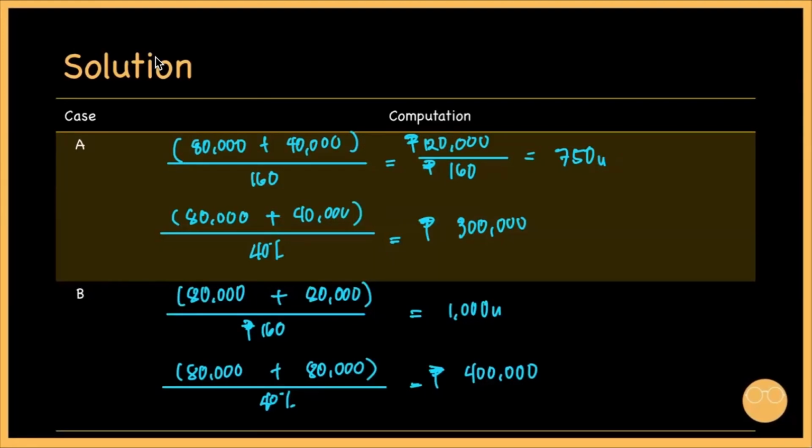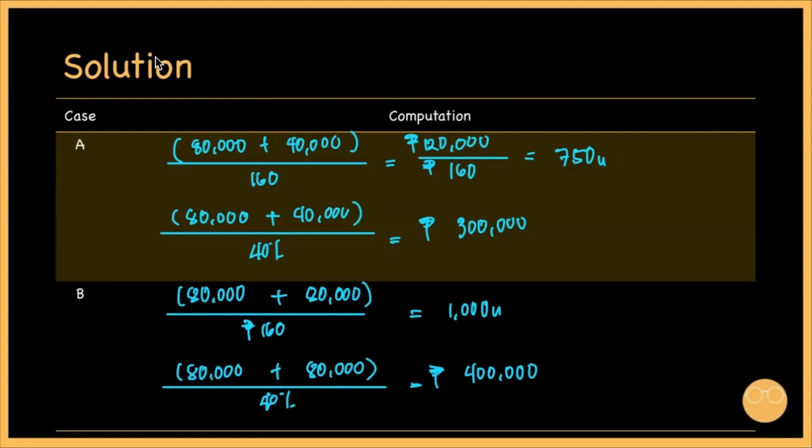80,000, that will be 160,000 pesos divided by 160 pesos, that is our unit contribution margin. Formula for case B, 80,000 plus 80,000 divided by 40%, we can now get 400,000 pesos.